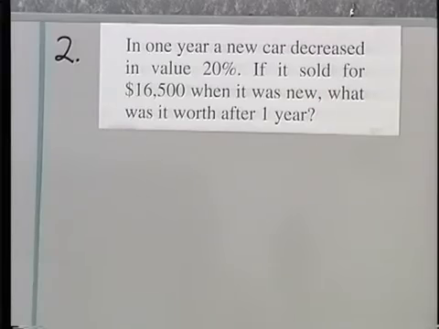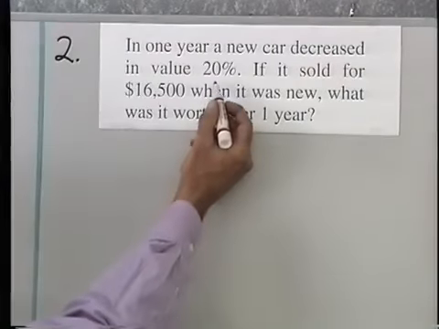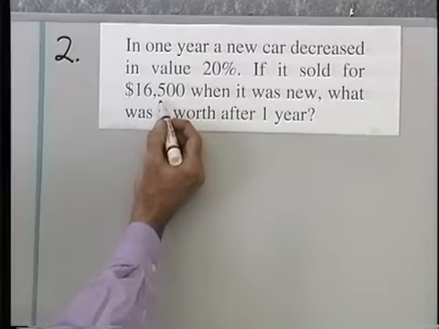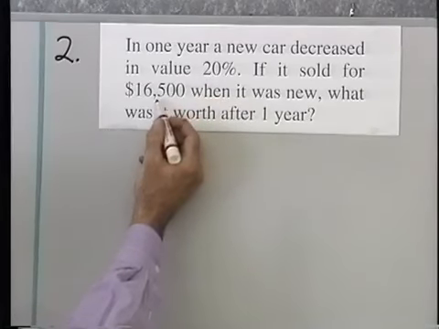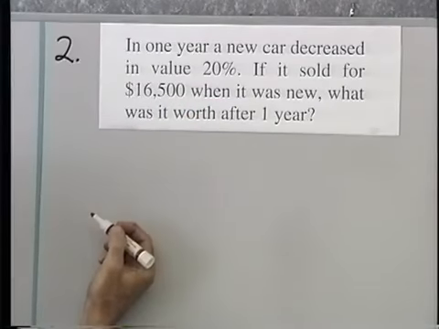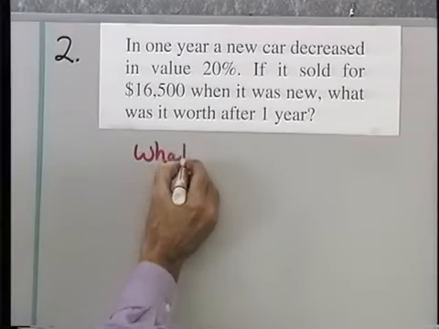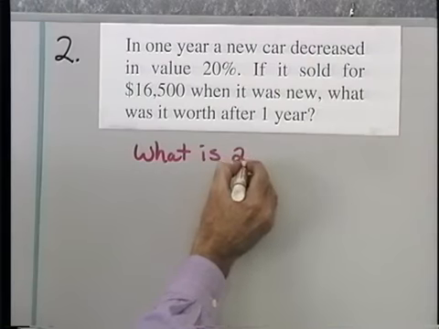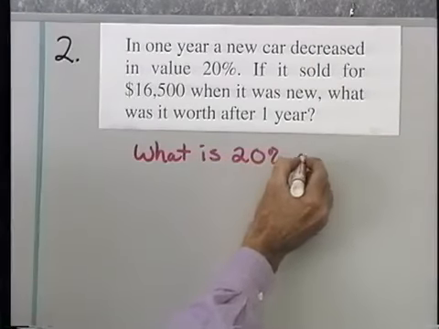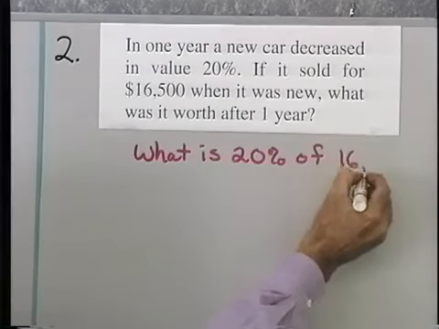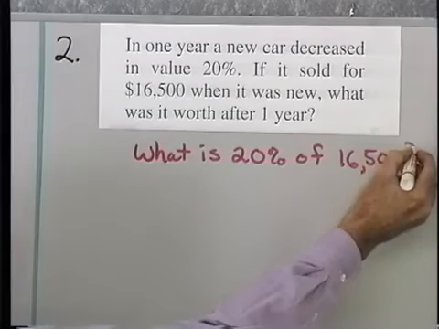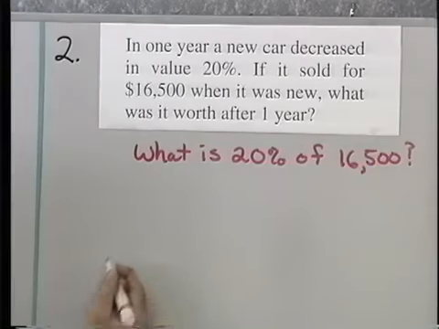Here's another example. In 1 year, a new car decreased in value 20%. If it sold for $16,500 when it was new, what was it worth after 1 year? So what I want to know first of all is what is 20% of $16,500, and that will tell me the dollar amount of the decrease in value of this. So what number is 20% of 16,500? So the first thing I want to do is find that.